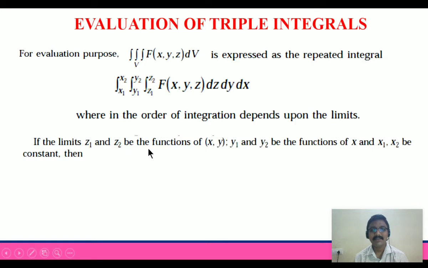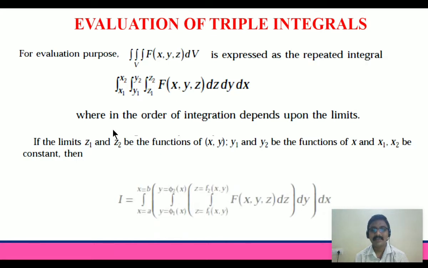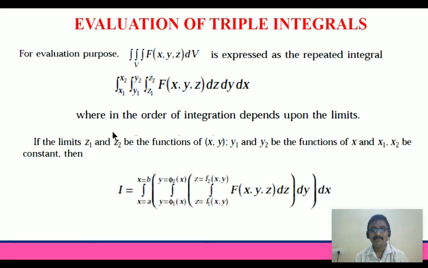If the limits z1 and z2 are functions of x and y, y1 and y2 are functions of x, and x1 and x2 are constants, here z1 and z2 are in terms of x and y, y1 and y2 are in terms of x, and the last outer integral limits x1 and x2 are constants, then we have to evaluate the integral like this.